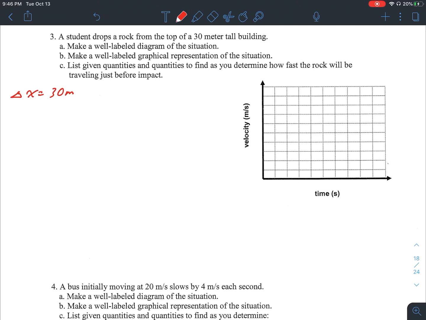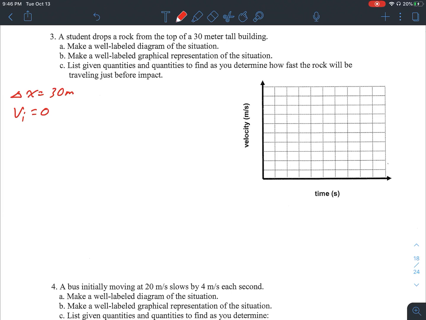A lot of times questions are not very clear. On a test or quiz, I would definitely specify that the student drops the rock from rest. But usually when you drop things, that's different than throwing it, kind of. So this one we can definitely assume our initial velocity is 0. I would specify that on a graded assignment. But there are also some other variables that are known but not stated. So these are usually constants.